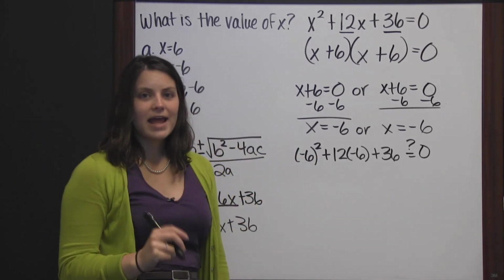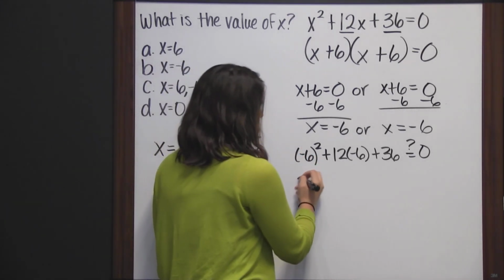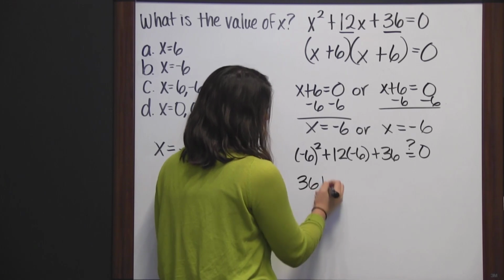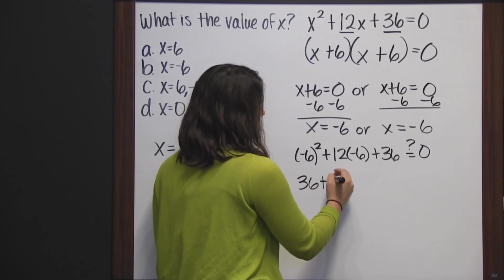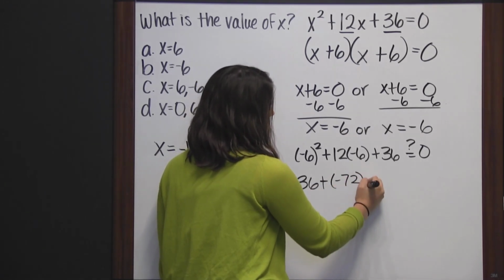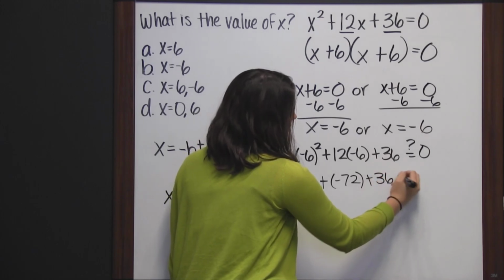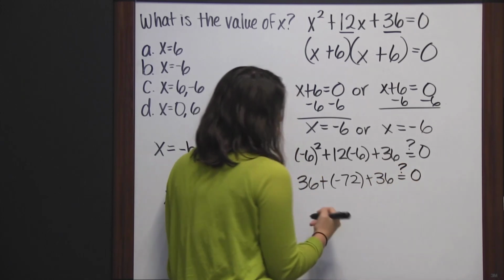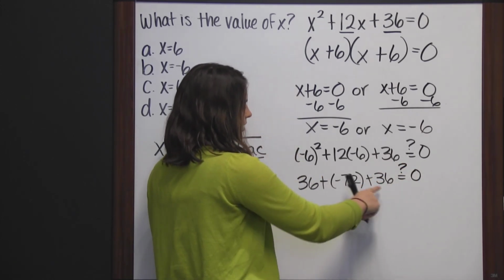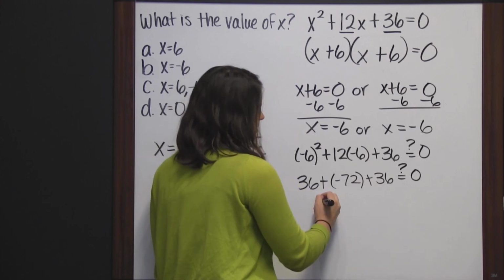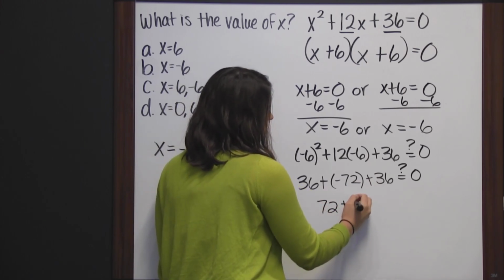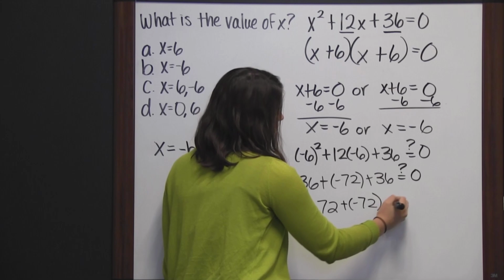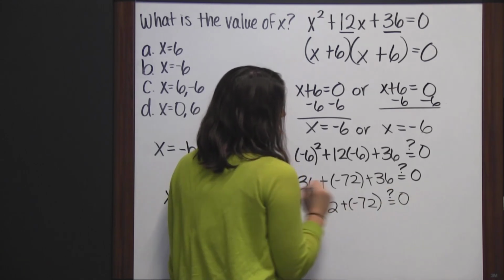-6 squared, and -6 times a -6, is 36. Plus 12 times -6 is -72. Plus 36. And again, I want to know if that equals 0. 36 and 36 is 72, plus -72. And I need to know if that equals 0.